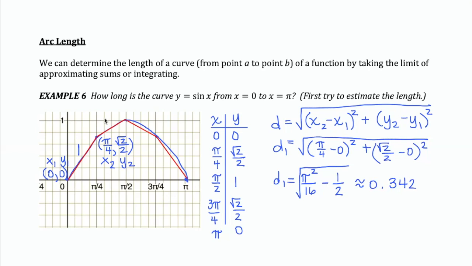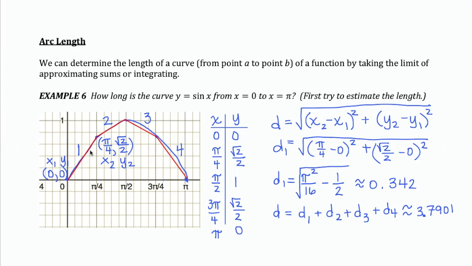Now, it is tedious because I would now need to find the length of segment 2, the length of segment 3, the length of red segment 4, and I need to add those up to get the total distance from 0 to pi along this curve. And your textbook does go ahead and do this work for you. So it turns out it's approximately 3.7901.